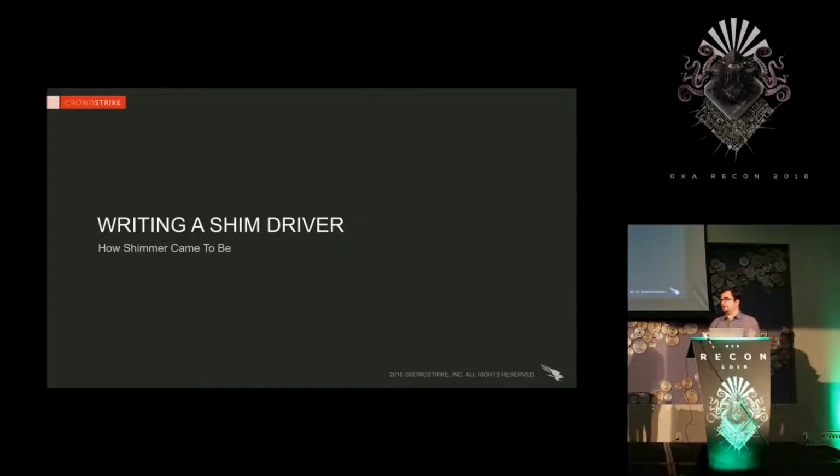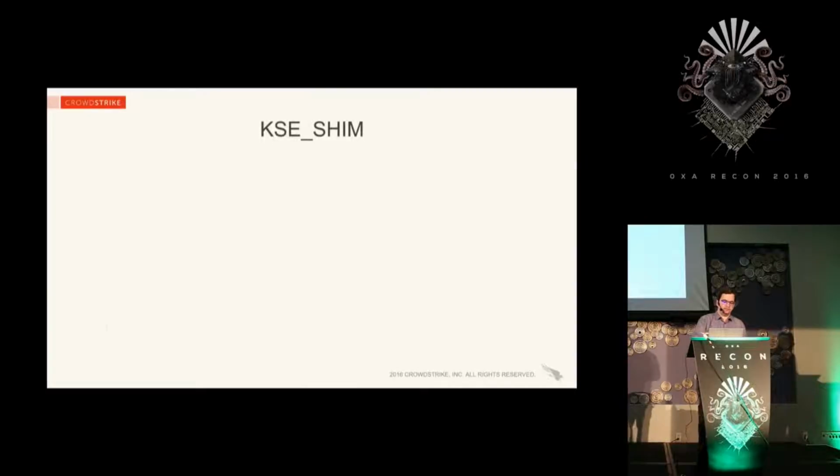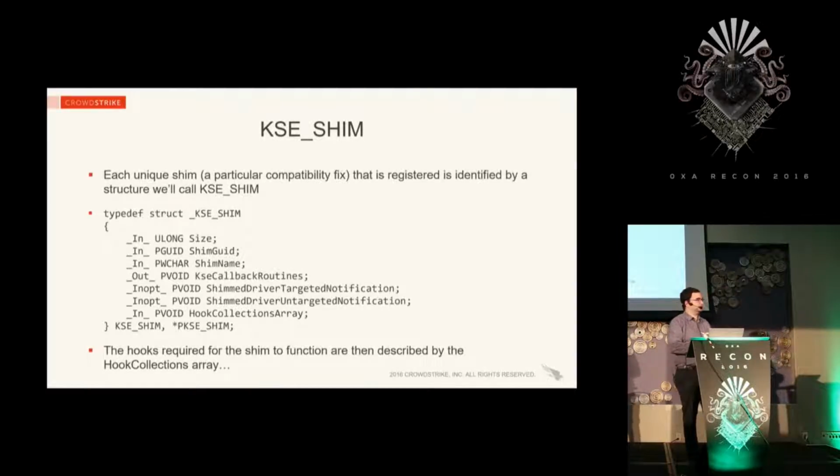So let's see how we can write our own driver that basically makes a shim engine do all this stuff for us. So the first thing we need to do is define a KSE shim. Again, a shim is a compatibility fix. And a compatibility fix is a set of functions we have to hook, and callbacks we have to hook, and IRP handlers we have to hook. And by hooking all those things, the idea is we're fixing, we're working around some sort of bug in this driver. So this structure is not documented.